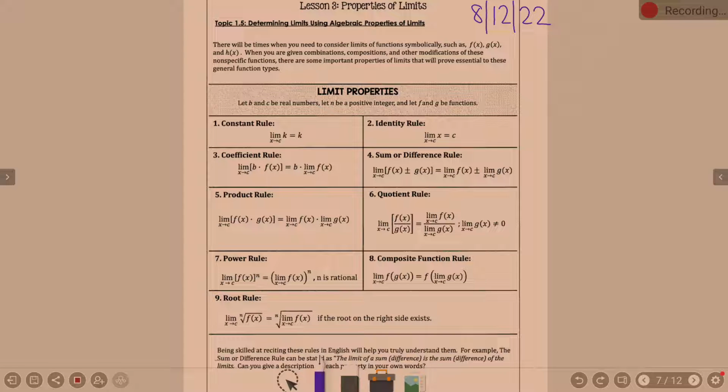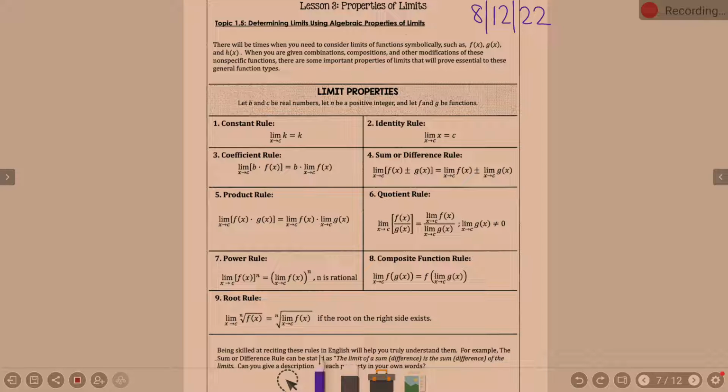Okay, so lesson 3, continuity and limits, and it is properties of limits. So on this first page, we have some properties, and these properties basically tell us what we're allowed to do with limits versus not allowed to do. And there's a lot of things you can do with limits in terms of how we handle them.